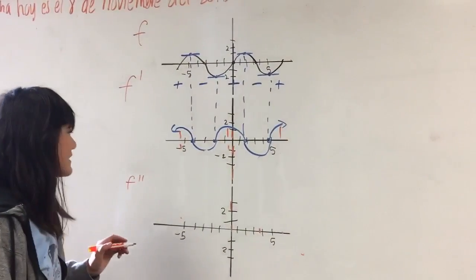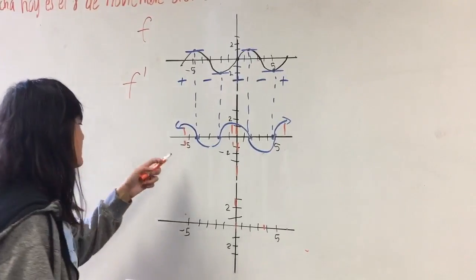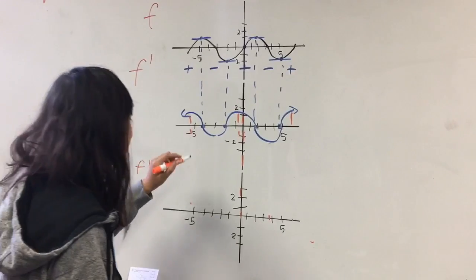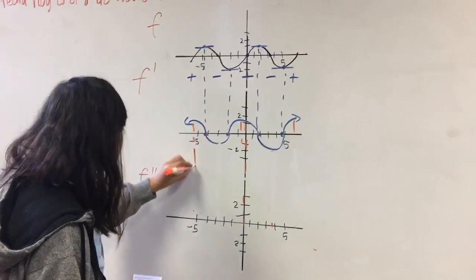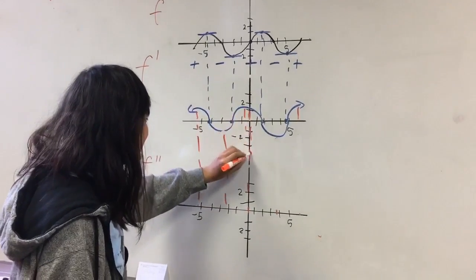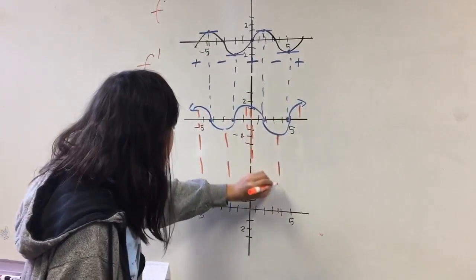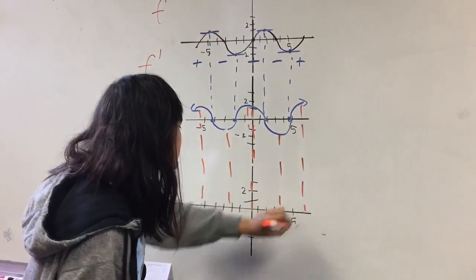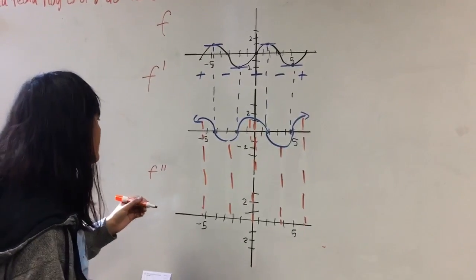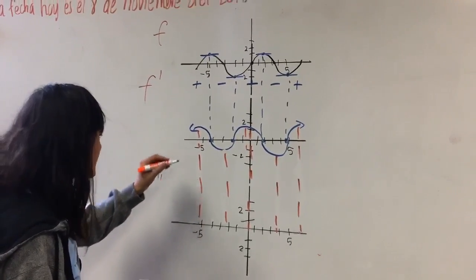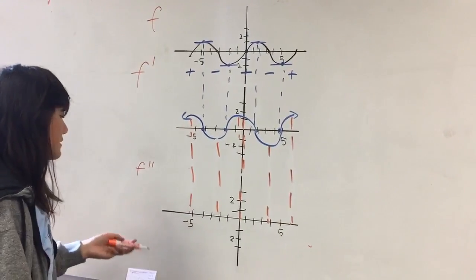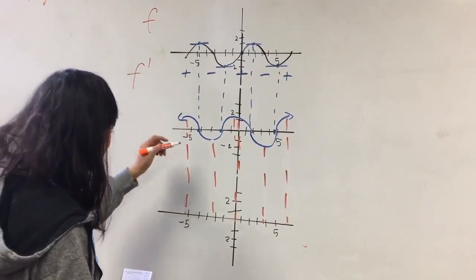Okay, so we know that the minimums and the maximums of the derivative of f will be the zeros for the second derivative. So we have to draw dashes here to indicate where the zeros are. These will be your zeros for the second derivative. And now we need to figure out how the graph of the first derivative is acting, whether the graph of the second derivative is going up or down, negative or positive.